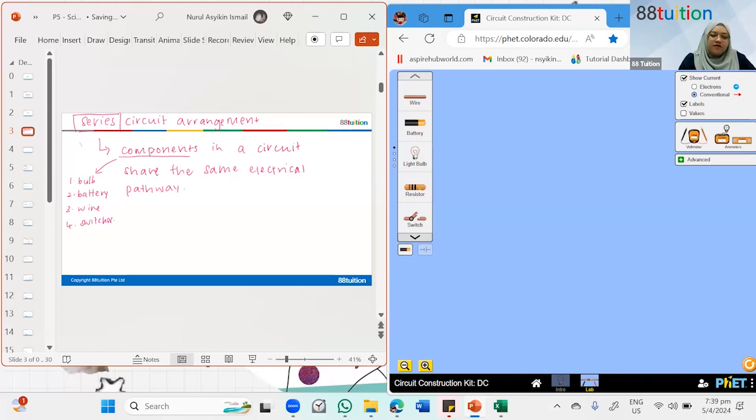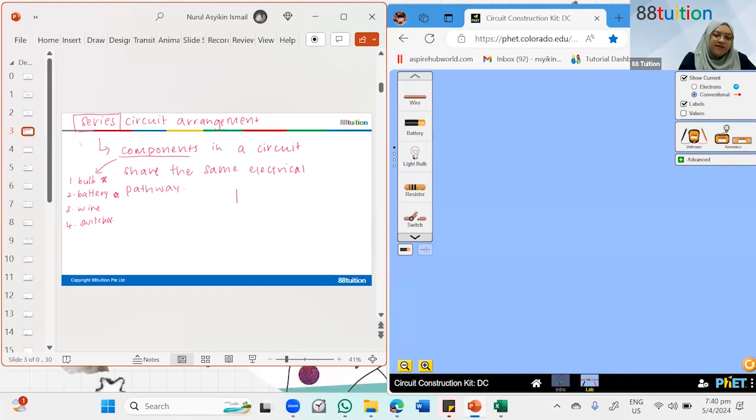When you're looking at how components are arranged, for primary 5 and primary 6, usually we only look at two first. We only place these two as more important. So we will change the arrangement of the bulb and the arrangement of the battery. Wires and switches we can ignore. So let's draw out. I hope you are copying this down also. Let's try and draw out how a series circuit looks like.